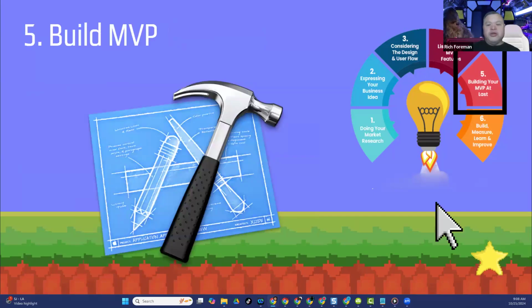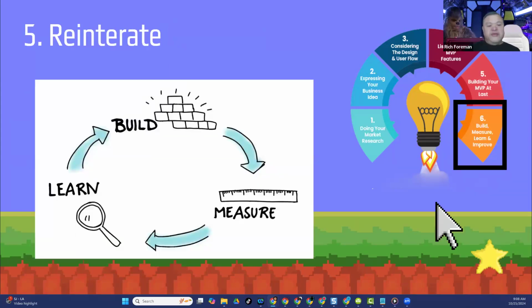Finally, you want to start building your MVP, and I'll discuss this more in the next section. And the fifth process is to reiterate: build, measure, learn, build, measure, learn. If you think about it, for successful products, this doesn't stop. Apple is currently on the iPhone 16, and the cycle continues: build, measure, learn.